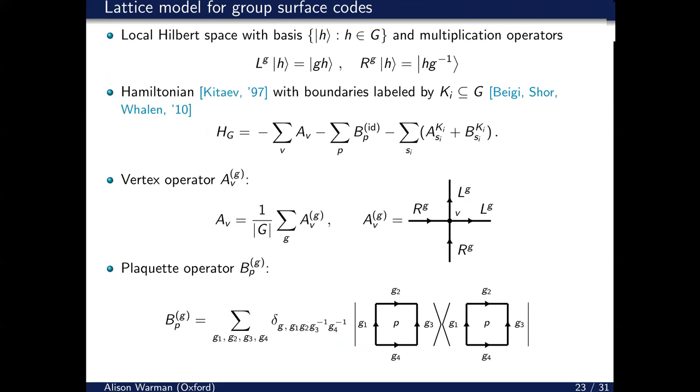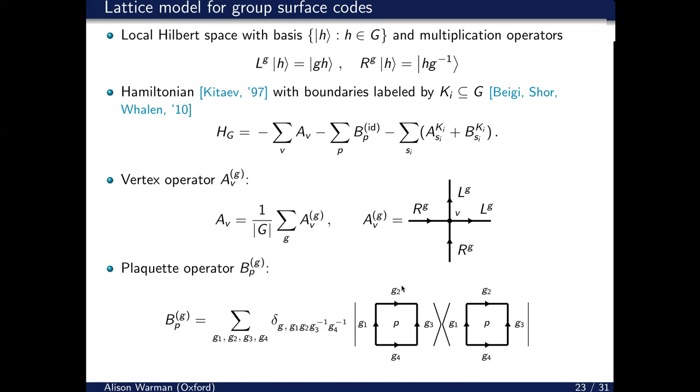There's also a very concrete lattice realization for all of this, which already appeared in Kitaev's paper. This is a generalization of the toric code, vertex and plaquette operators. So for the toric code, there's a vertex operator which has Pauli X, X, X, X. Its generalization to finite groups is to have left and right multiplication operators, defined as follows. Here, if it goes into the vertex, we have right multiplication. If it comes out, left multiplication.